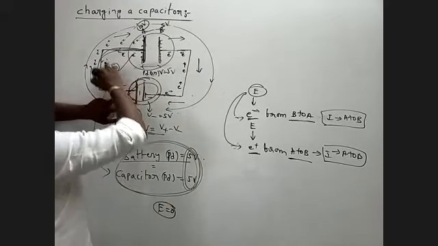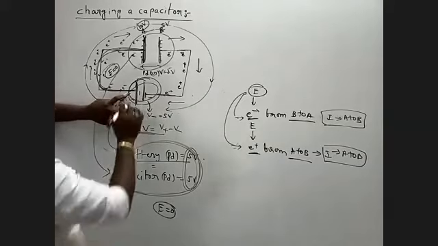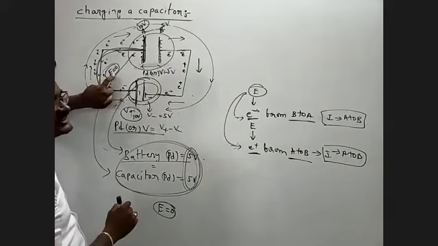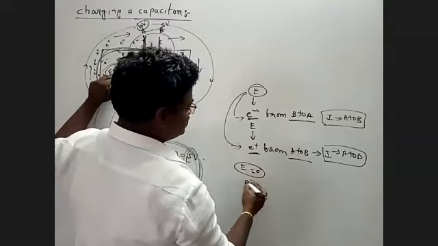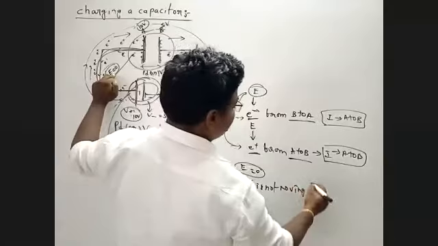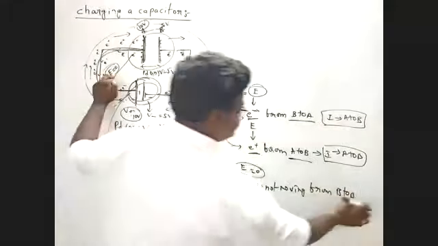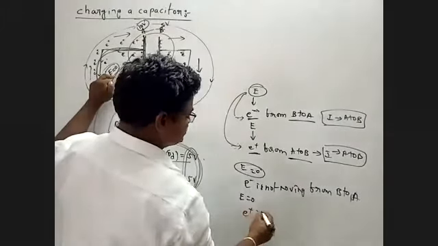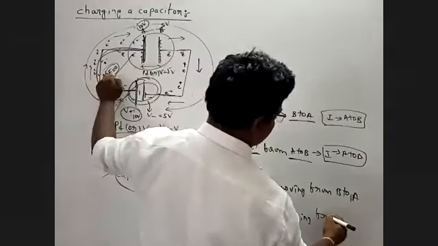There is no more movement of electrons. Electrons are not moving. Electric field is 0, which means electrons are not moving from B to A, and positive charges are not moving from A to B.